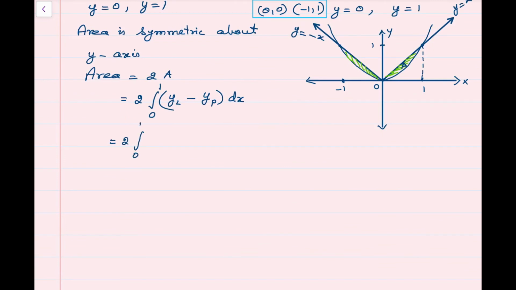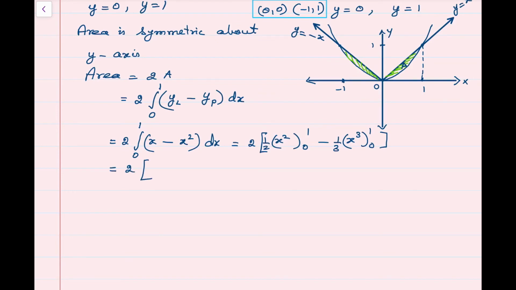times integral 0 to 1 of y from the line equation. We are using the first quadrant line, which is y = x. So x minus, and parabola equation is y = x², times dx. The integration is so simple. Integral of x is x²/2 and the limits are 0 to 1, and integral of x² is x³/3 and the limits are 0 to 1. Or you may substitute the limits together for both the terms.